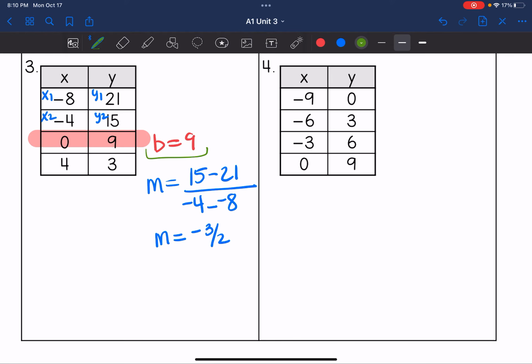Okay, so here's b, here's m. We just got to put it together. y equals -3 over 2x plus 9.